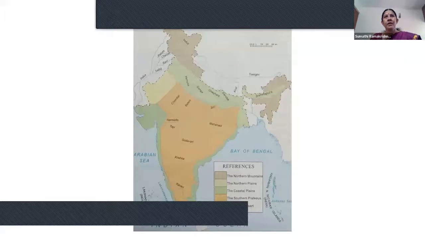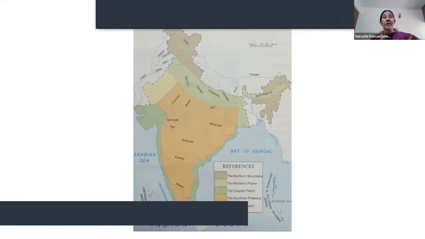Now, this is the physical feature of our country. See what all we discussed. The mountains here on top, all the brown shaded portions. The northern plains, you can see so many rivers flowing there. The coastal plains, from Gujarat down to the right, you can see till here, the coastal plains, then the southern plateau, and the Indian desert. The Thar Desert is also called the Great Indian Desert.